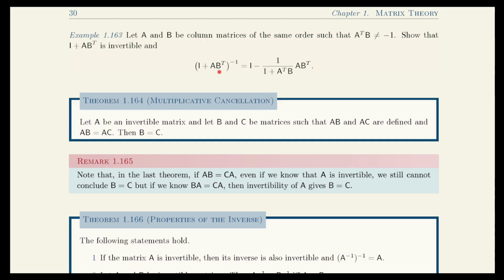We learned about the inverse of a matrix, so I think this example we didn't do. This might be a little bit hard example, but let us try to do it. Let A and B be column matrices of the same order such that A transpose B is not equal to -1. Show that I plus AB transpose is invertible and the inverse is obtained from this relation.